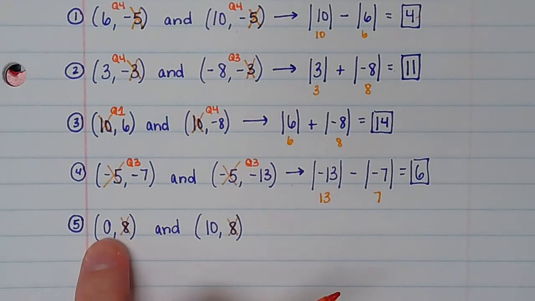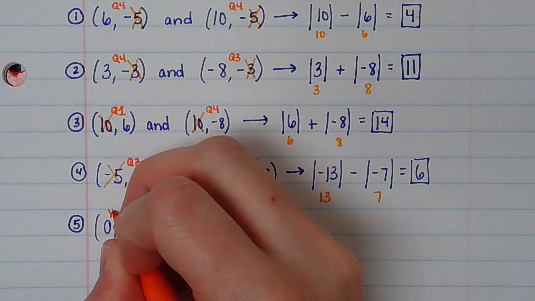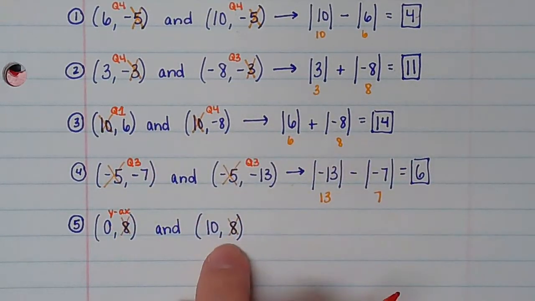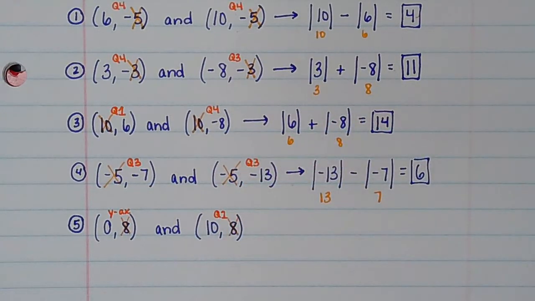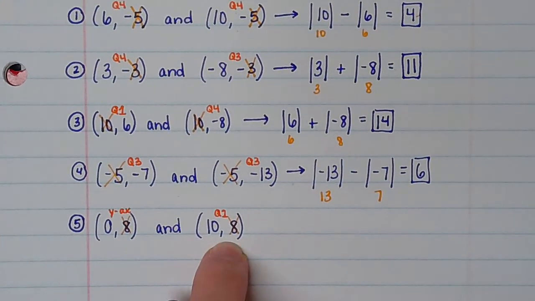but we'll still go ahead and talk about it. So this one, 0, 8, that's going to be on the y-axis. 10, 8 is going to be in Q1. So technically, I like to say that these are in different quadrants because the only way they could be the same is if this one was also on the y-axis. But since it's not, we're going to say they're in different quadrants.